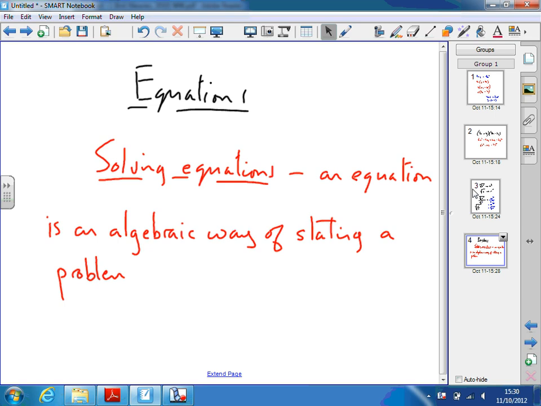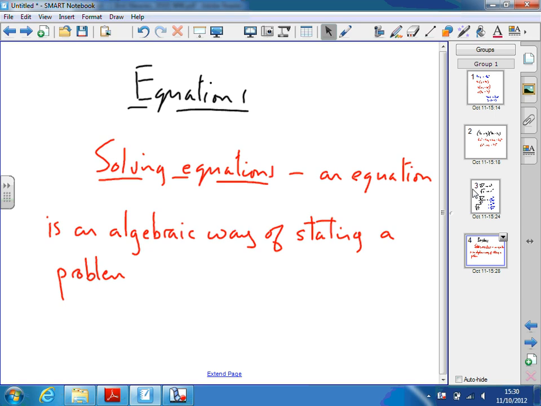So, equations. We're going to look at solving equations. An equation is an algebraic way of stating a problem. Sometimes you see in newspapers these little problems on the page, you know, Alice is twice as old as her brother who is, and all that. Every now and then I used to have a go at those things, and a lot of the time you could just write that problem as an algebraic equation and solve the equation.